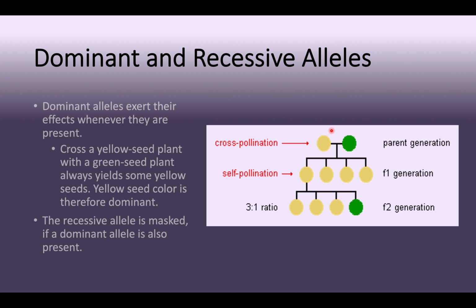If you look at this image, we have a yellow seed and a green seed that are the parent generations. He hand-pollinated these, and all of the first generation following are yellow, which means that this dominant allele passed down through the first generation. The recessive allele, which would then be the green, is masked if a dominant allele is present. So whenever we mask with the dominant allele, this recessive allele does not pass down.